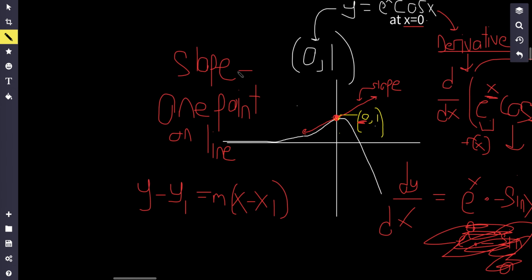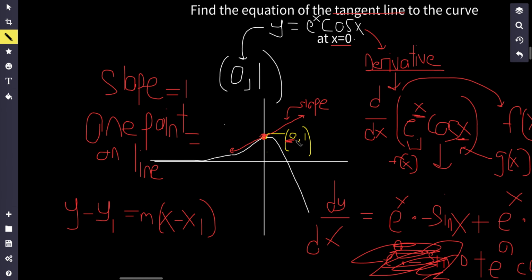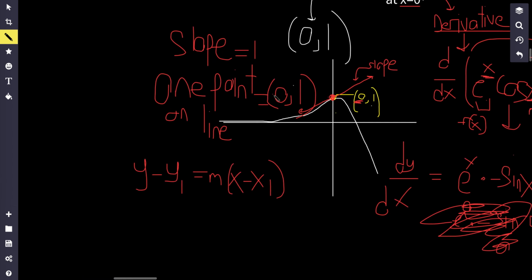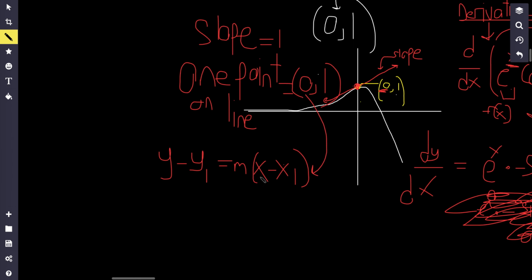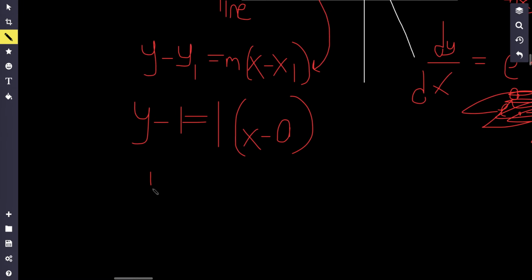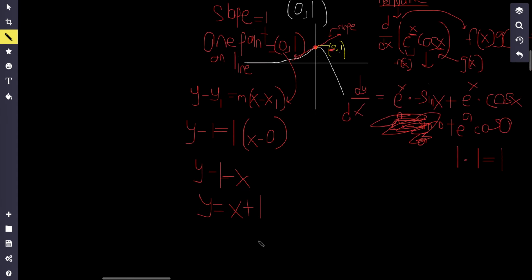So the slope of our tangent line is 1, and we know that this tangent line crosses the point (0, 1), because when we plugged in 0 for our original function, we got that our line crosses (0, 1). Now that we have the slope and one point on the tangent line, we can plug into our point-slope equation. We have y minus y1, which is 1, equal to our slope m times x minus x1, which is 0. So y minus 1 is equal to x, and then y is equal to x plus 1. And that is the equation of our tangent line.